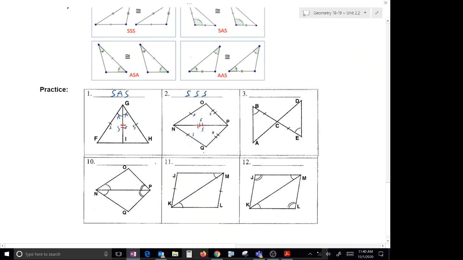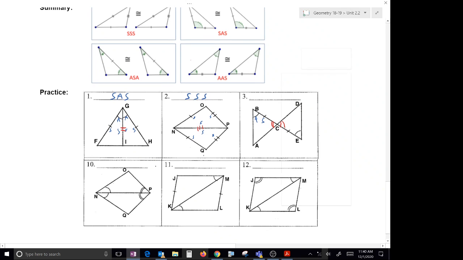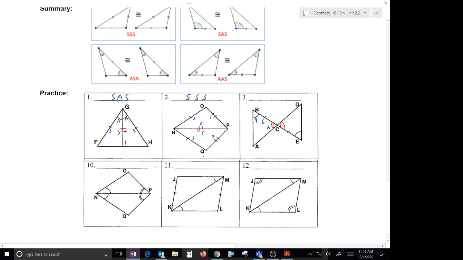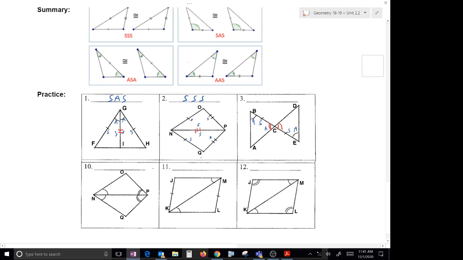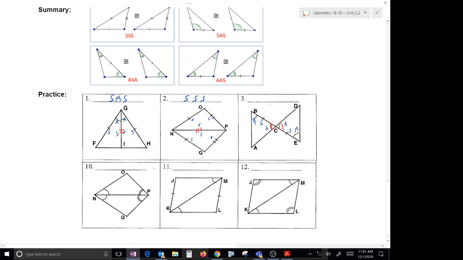Now number 3 doesn't have any shared sides, but it does have vertical angles. So we always mark vertical angles. Okay. So now here's one pair of angles marked. There's an angle. Angle, side, angle. So that is ASA.